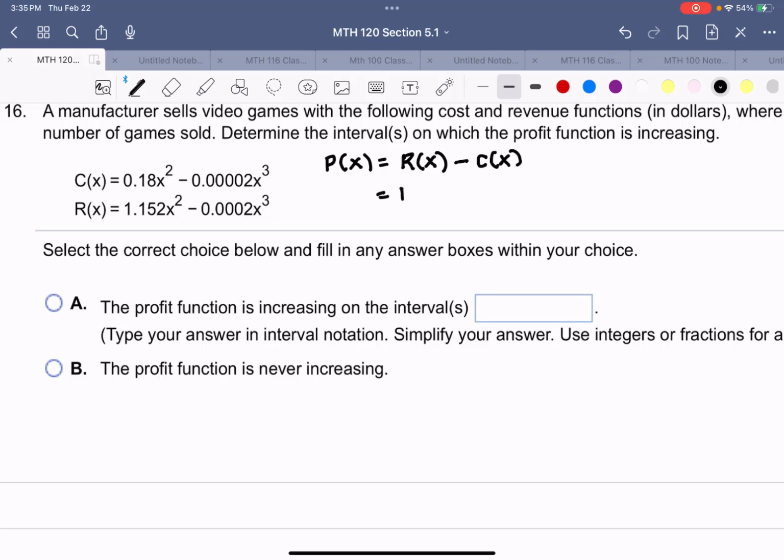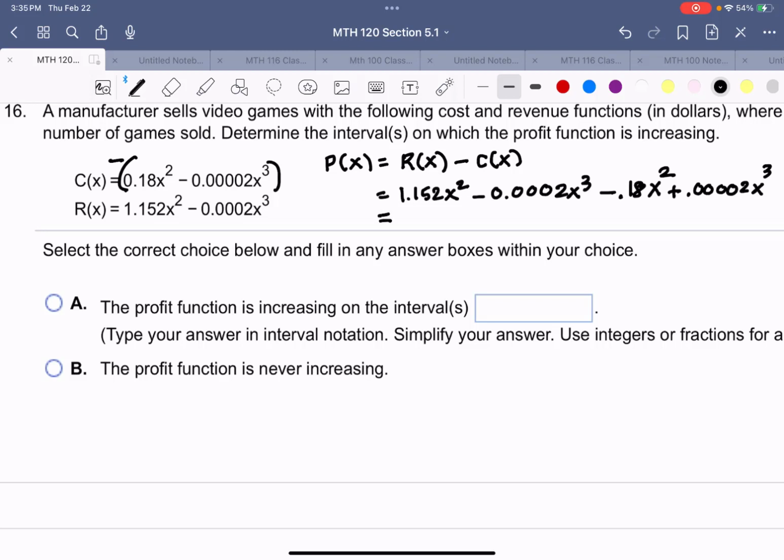So we have 1.152x squared minus 0.0002x cubed. And I've got to minus this whole thing, so it's going to be minus 0.18x squared, but it's going to be plus 0.00002x cubed.